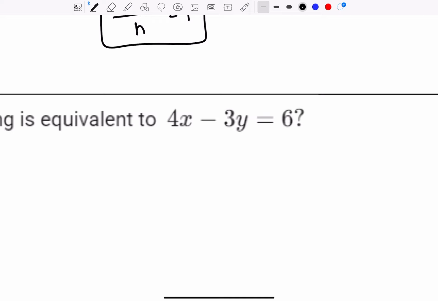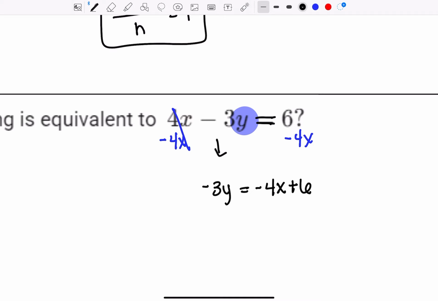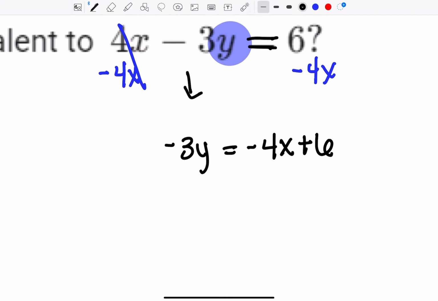So here we're actually trying to solve for Y. So I need to get Y by itself. So I'm going to touch the one not directly attached to Y, which is 4x. I'm going to do minus 4x, minus 4x. I'm going to bring down what I don't use, which is negative 3y, negative 4x plus 6. Always list the x first.